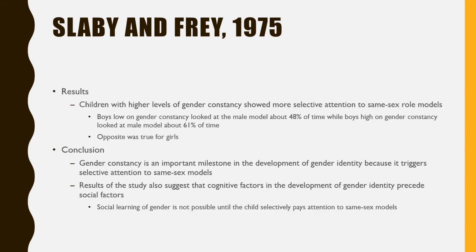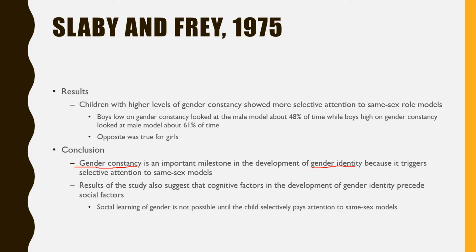And what they studied was the amount of time that each child would look at someone of the same gender. So boys low on gender constancy looked at the male model about 48% of the time in terms of forming their behaviors and looking at how they were socialized. And then boys high on gender constancy looked at male models about 61% of the time, and the opposite was true for girls. And so gender constancy, as a conclusion, was an important milestone in the development of gender identity.